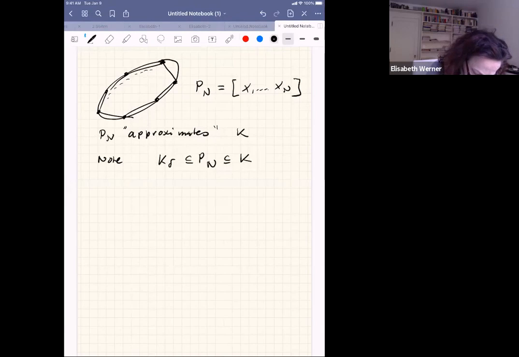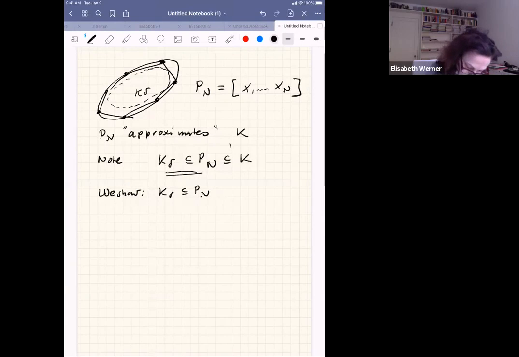So the floating body sits actually in Pn. This approximating polytope is squeezed in between the floating body and the body. Why does Pn contain the floating body? The containment in K is obvious, but why does it contain the floating body? So let's see. We show K delta is contained in Pn.